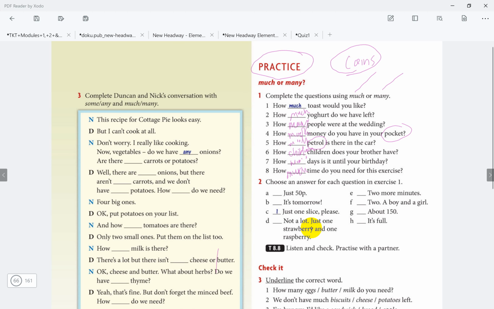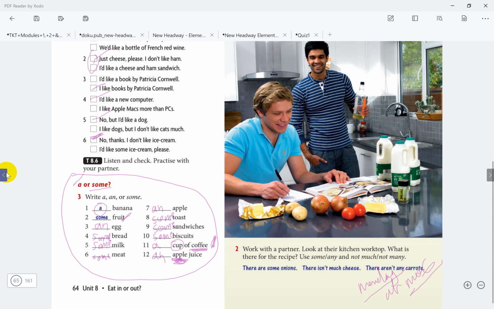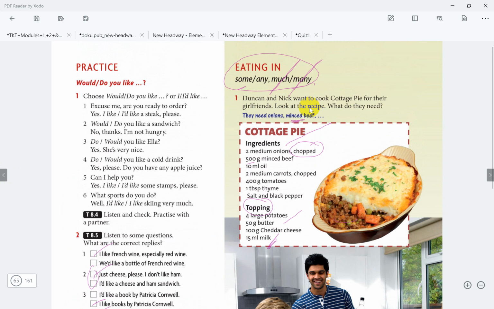For number 2, we will talk about it through Google Meet. We will answer this getting the information from exercise 1. We need to make the rank or the steps accordingly. For example, C, it's number 1, just one slice please. So based on exercise 1, this is the exercise 1. Okay, this one.